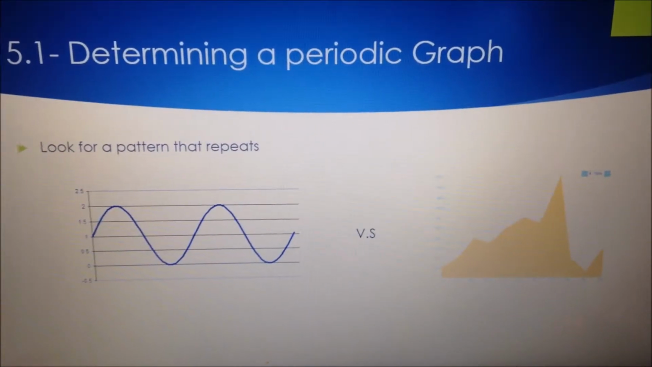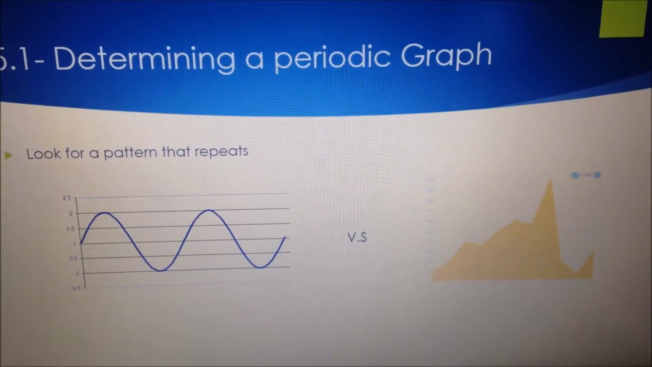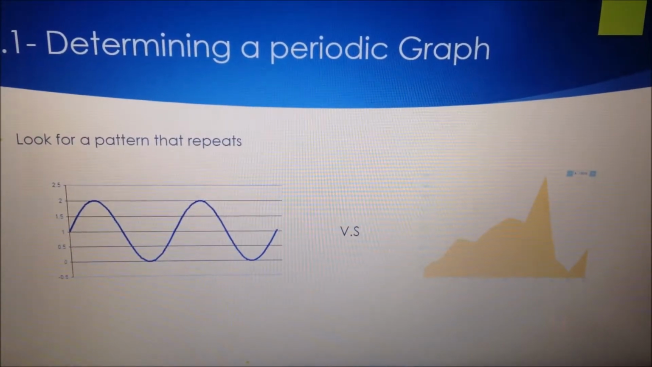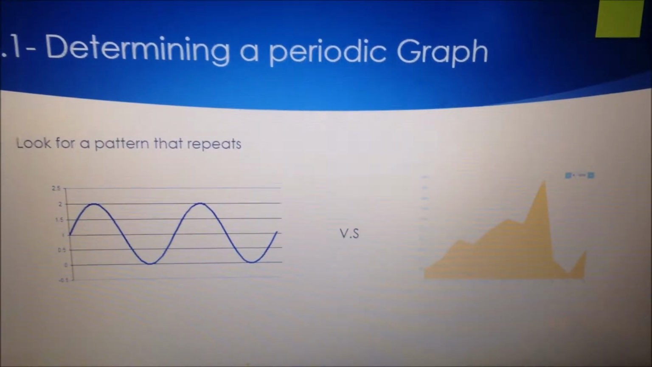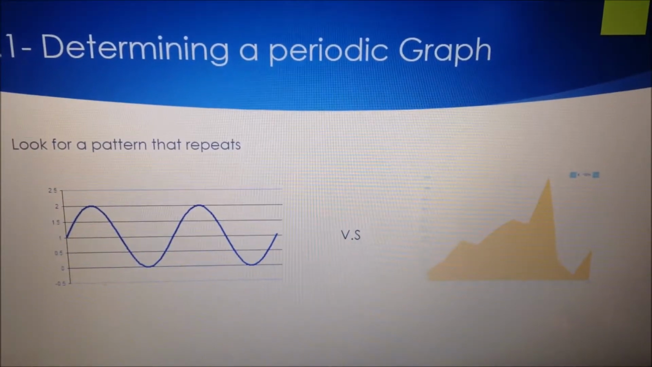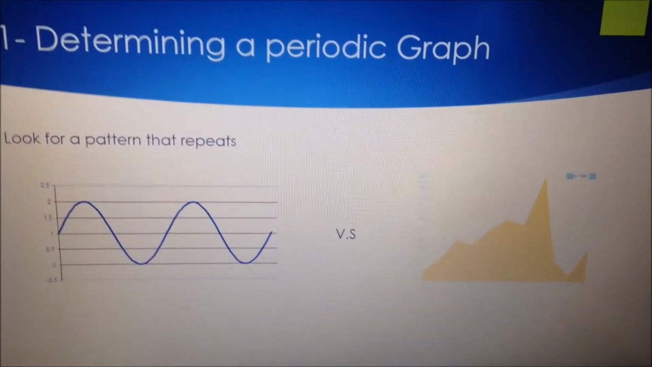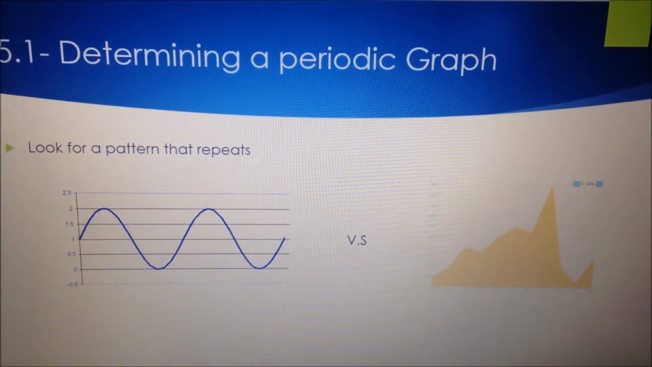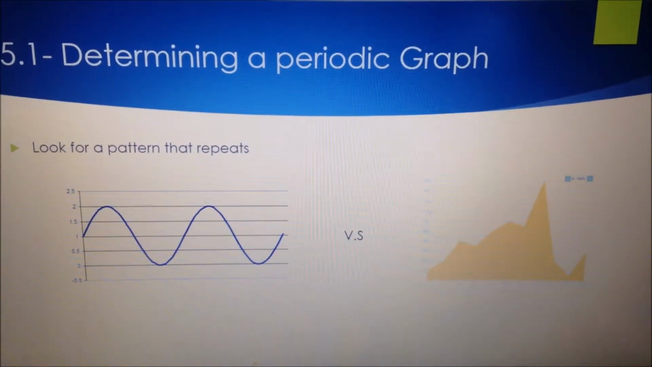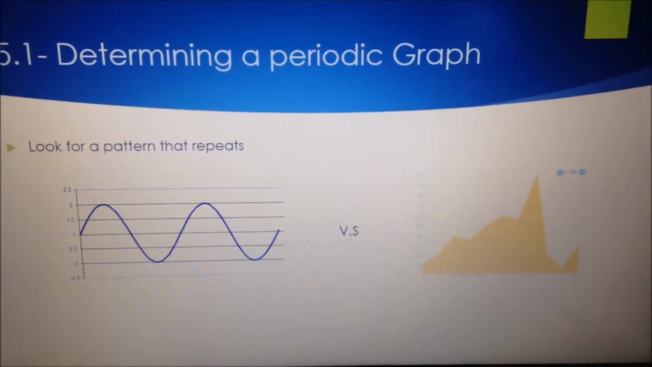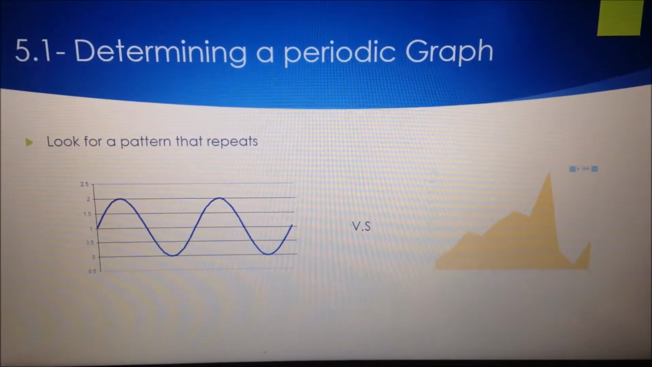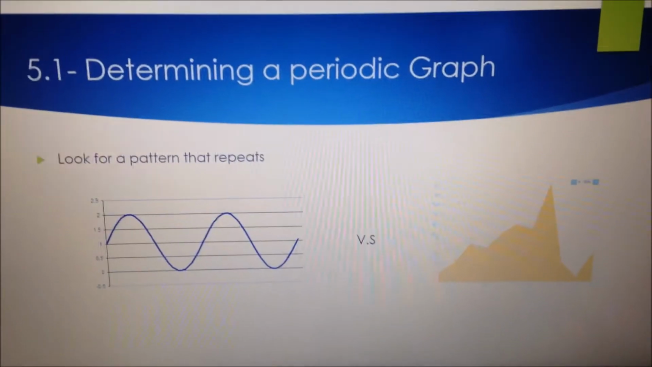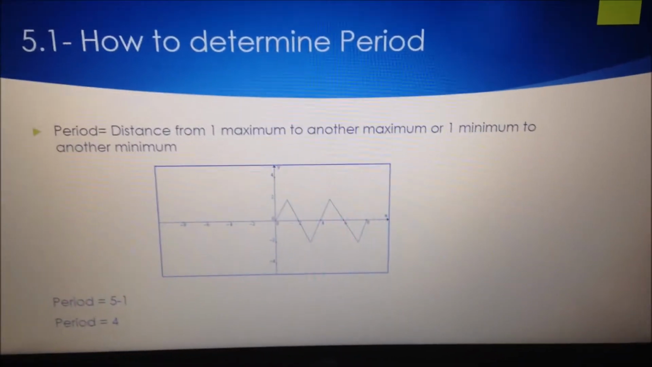So when we're determining a periodic graph, the one thing we're going to be looking for is a pattern that repeats. So if you take a look at the graph on the left, you could clearly tell that there is a pattern that is repeating, and if you would let that graph continue, the pattern would continue repeating. Well, if you look at the graph on the right, you could tell that there is absolutely no distinguished pattern, and therefore we would say that the graph on the left is a periodic function, while the graph on the right is not.